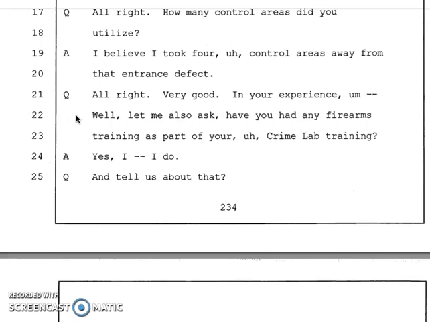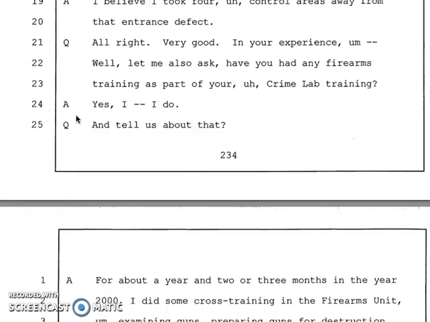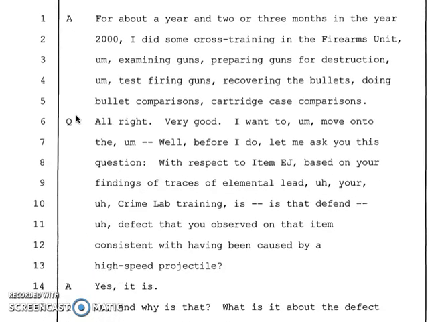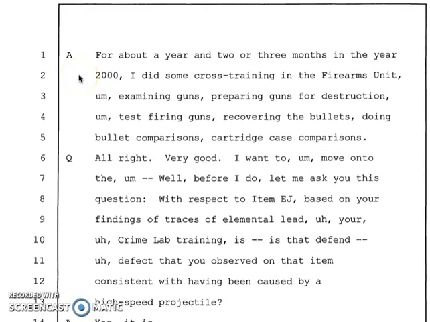All right, very good. In your experience, well, let me also ask, have you had any firearms training as part of your crime lab training? Yes, I do. And tell us about that. For about a year and 2 or 3 months in the year 2000, I did some cross training in the firearms unit, examining guns, preparing guns for destruction, test firing guns, recovering the bullets, doing bullet comparisons, cartridge case comparisons.